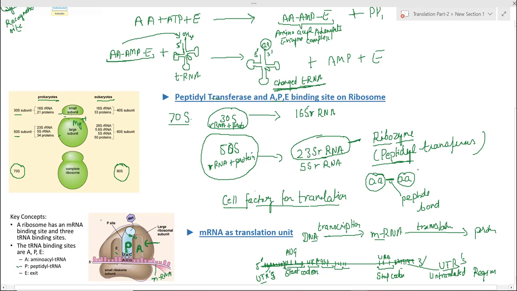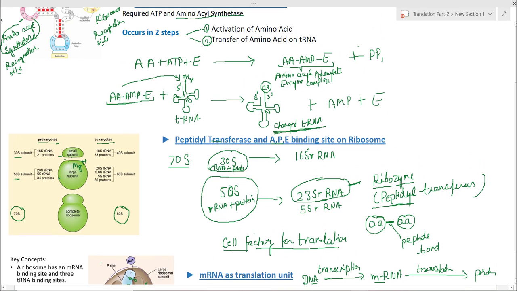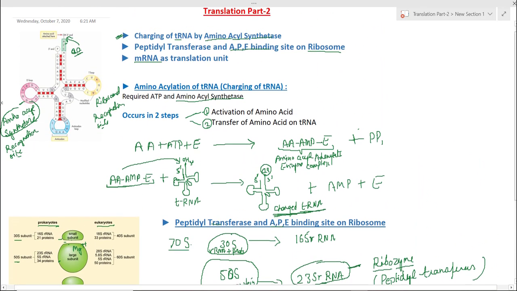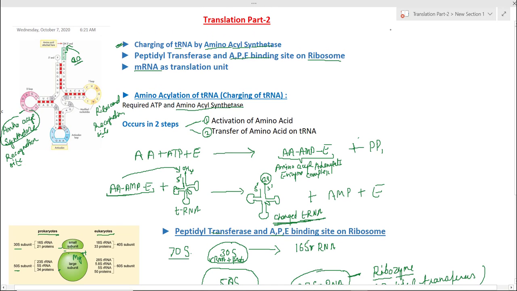Hope you guys understood the topic we have discussed here. We have discussed three topics here: charging of tRNA by aminoacyl synthetase; peptidyl transferase, that is the ribozyme, the 23S ribosomal subunit; different binding sites for tRNA on the ribosome; and the mRNA as translation unit.